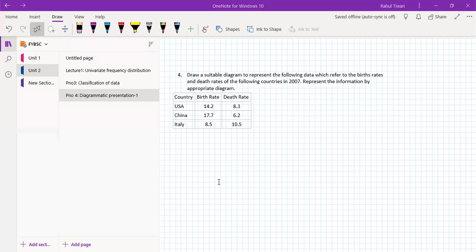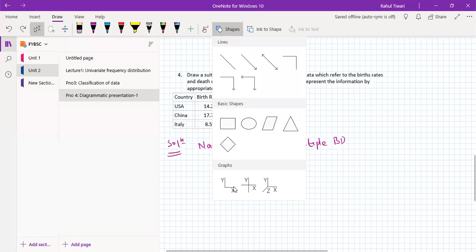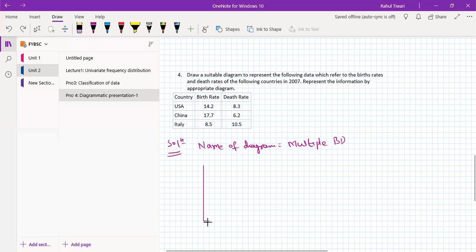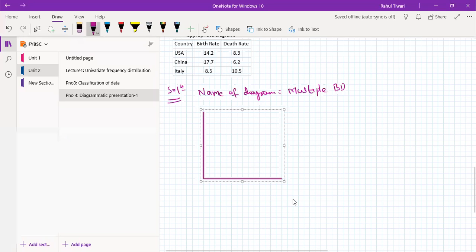Okay, so here the name of the diagram is multiple bar diagram. अभी multiple bar diagram बनाना है तो कैसे बनाएंगे? What you have to consider on x-axis? क्या लेना है x-axis पे? Country: USA, China and Italy. Yes. So on x-axis we have to consider country.